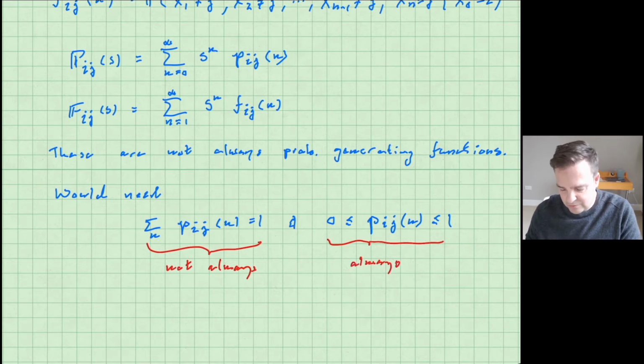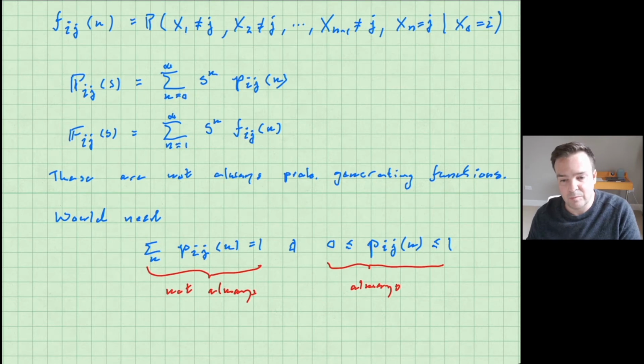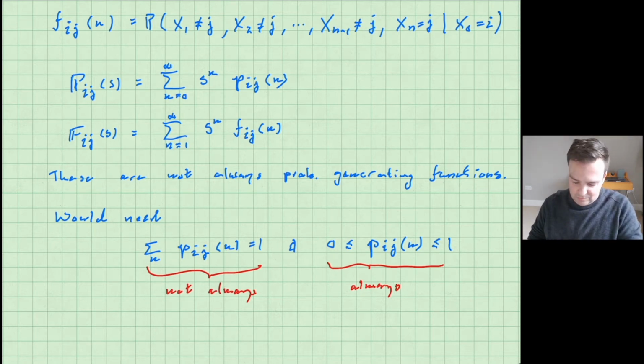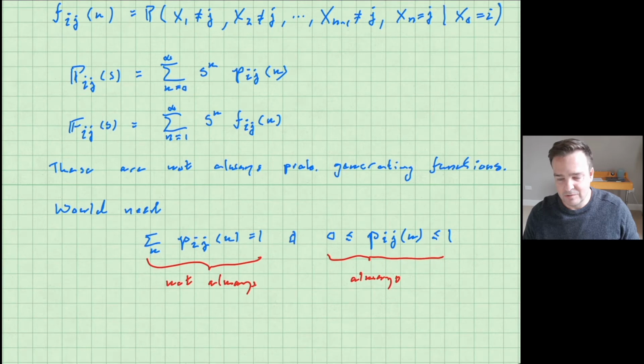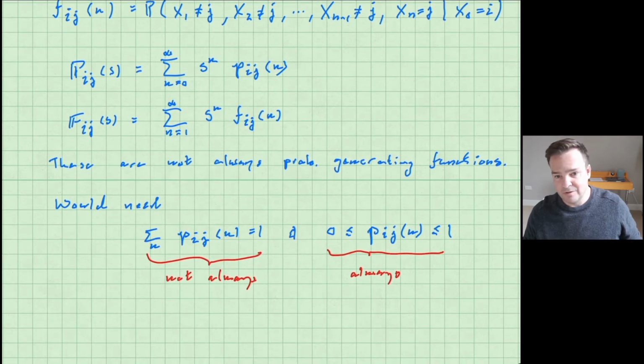This one over here is always true, because both Pij and Fij are probabilities. But it isn't the case that if you sum up all of these n's, say the probability of going from state i to j in n steps, that you get 1. It could be that j is not accessible from i, in which case you get 0. So that first condition is not always met, but the second condition is always met, both for p and for f.